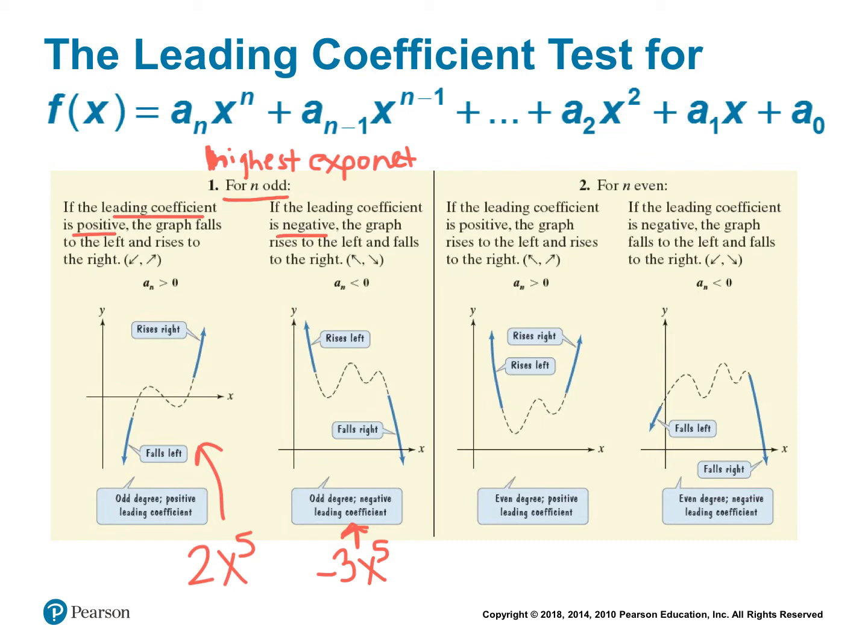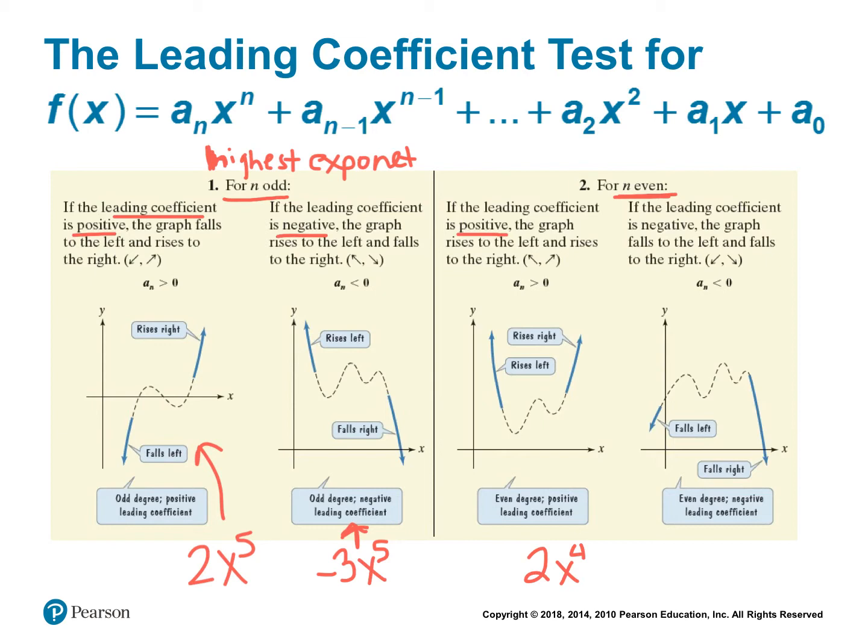Okay, now if the n is even, so let's use x to the fourth for this one. If the leading coefficient is positive, the graph rises to the left and to the right. So it's a double rise if it's positive. So let's pick 2 for that.